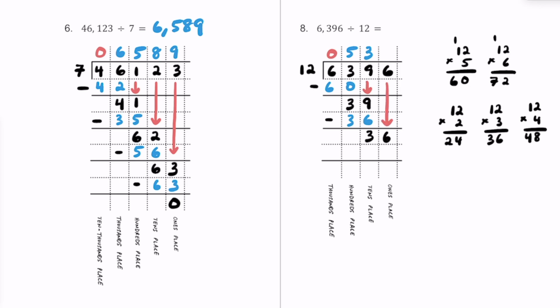So we have 36. So how many times does 12 fit into 36? Well, we knew earlier it fits in 3 times, so let's go on top here and put a 3. So it fits in 3 times. 12 times 3 we said was exactly 36. As you can see here, we have a remainder of 0. So our quotient for this final problem is going to be 533.